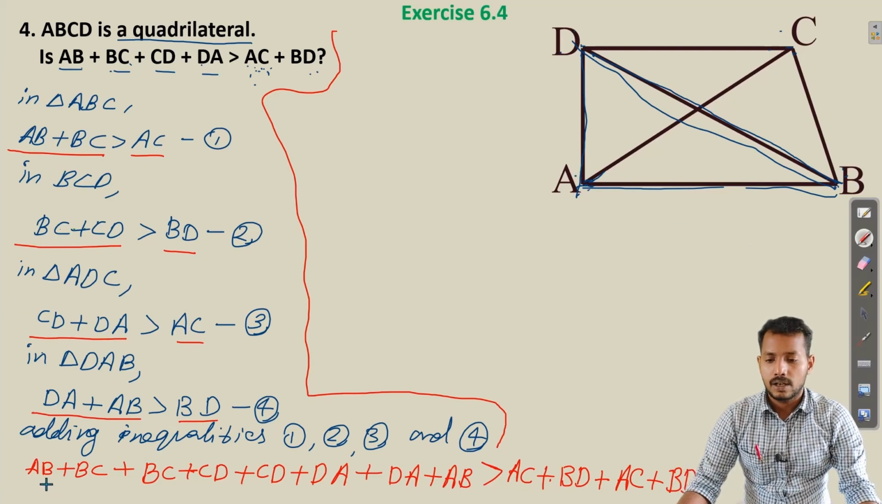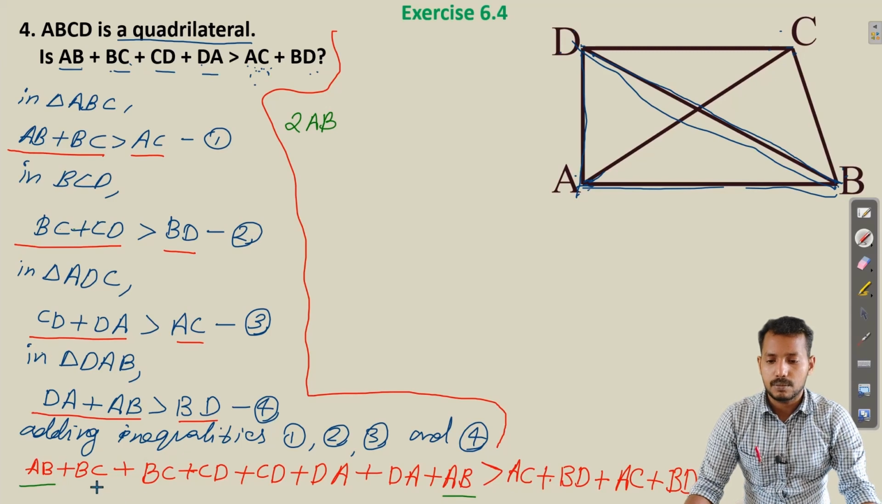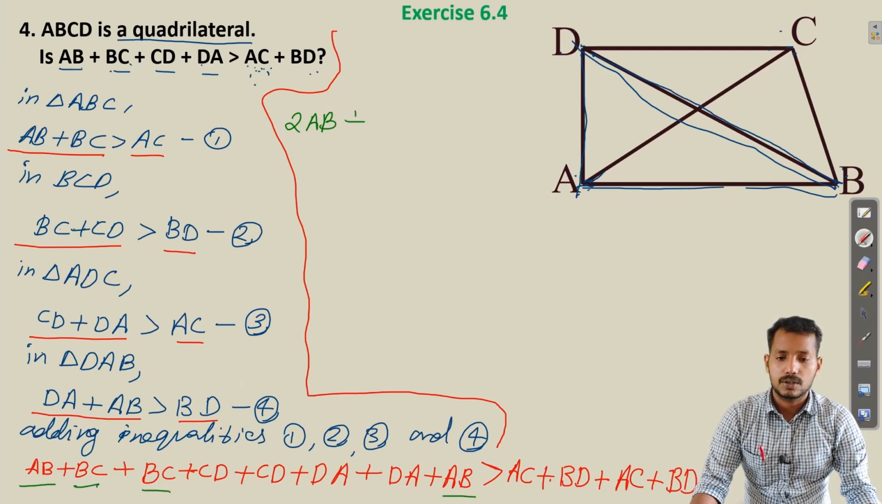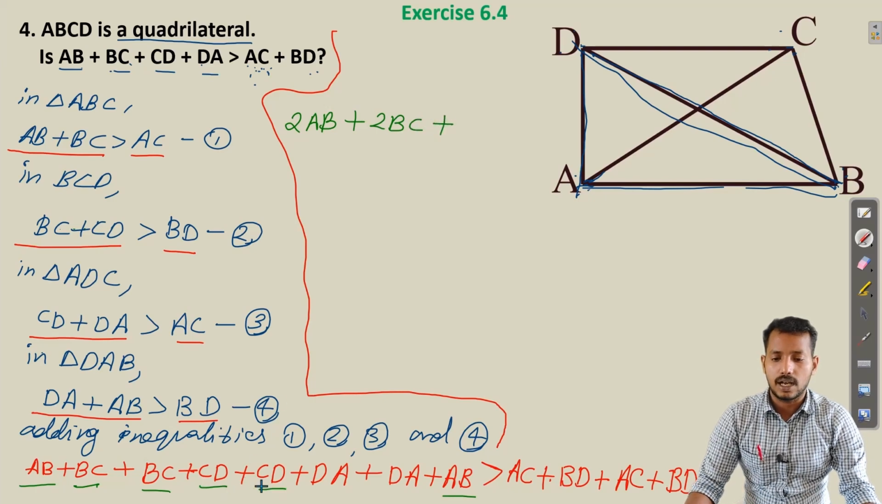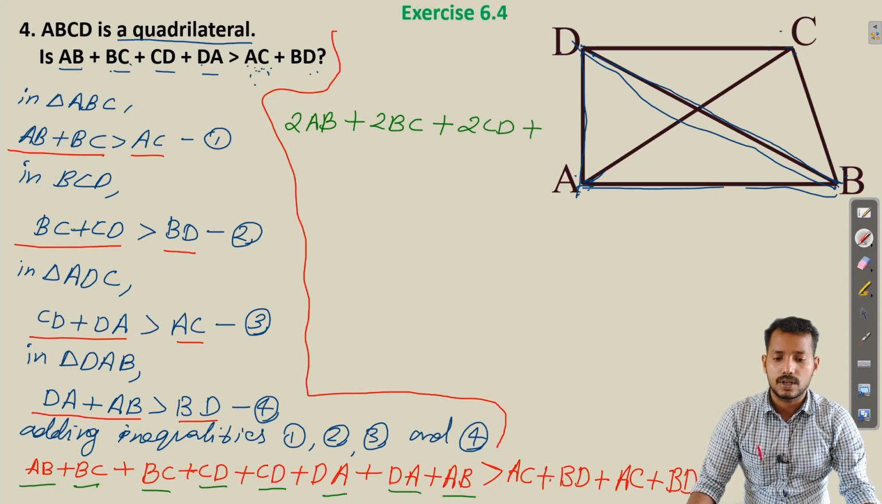See here, AB is 2 times, so 2AB plus BC also 2 times, plus 2BC plus CD is 2 times, so 2CD plus DA also 2 times, plus 2DA is greater than AC is 2 times, 2AC plus BD is twice, 2BD.